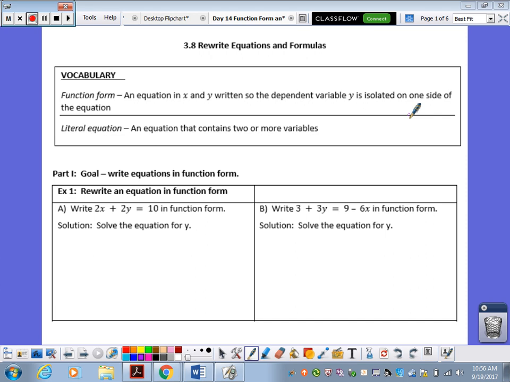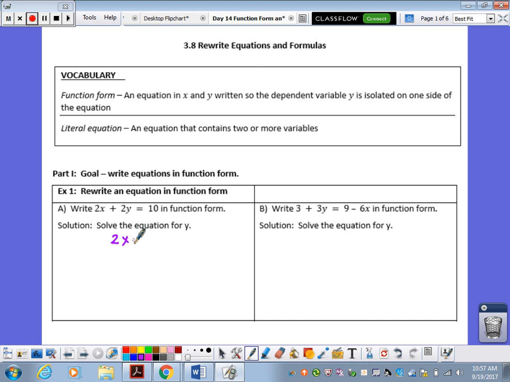And then in part 2, we're going to be working with literal equations. And a literal equation is simply any equation that contains two or more variables. A lot of them are formulas, like your distance formula, area formulas, perimeter formulas, all those geometry formulas that we have. So we're going to look at two kinds of equations. One's the function format, and the other one is going to be working with literal equations. So for part 1, our goal is to write equations in function form, and that is simply getting y isolated to one side.